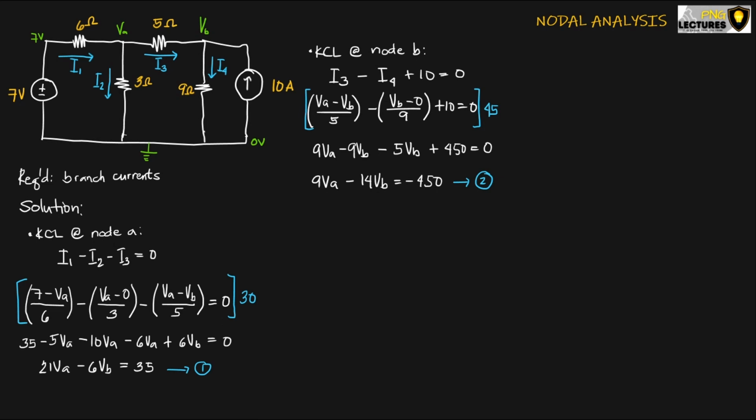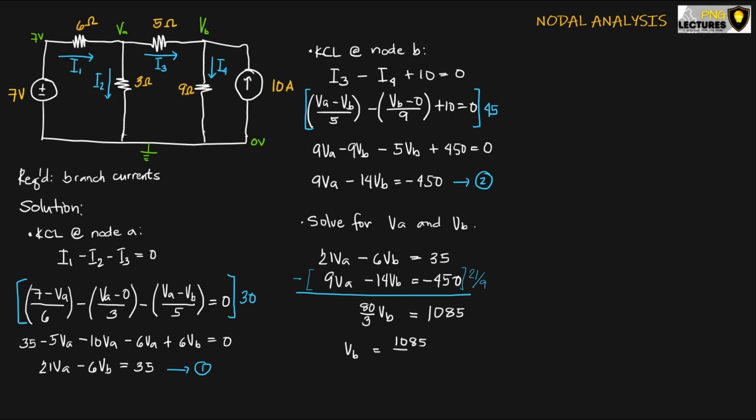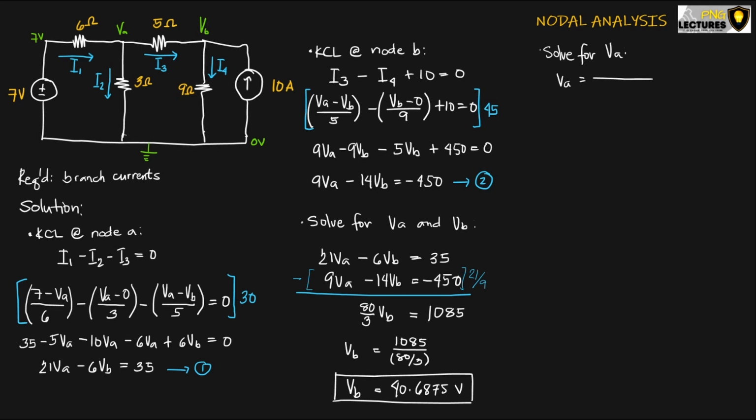Now that we have two equations, we can simply solve for VA and VB using the methods of elimination and substitution. We can solve for VB, which is equal to 40.6875. By substituting the value of VB into equation number 2, we can solve for VA. VA is 13.2917 volts. Now that we have VA and VB, we can go back to our required branch circuit currents and solve for the individual branch circuit currents using the values of VA and VB.